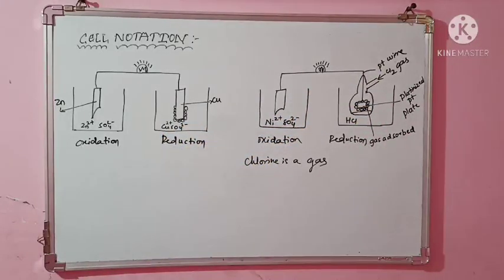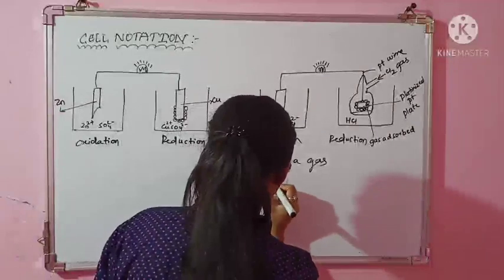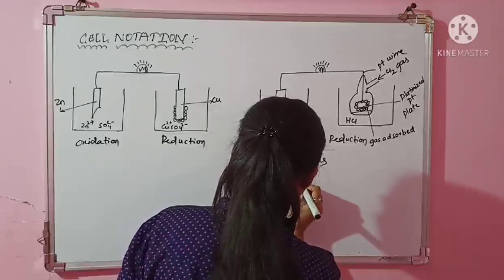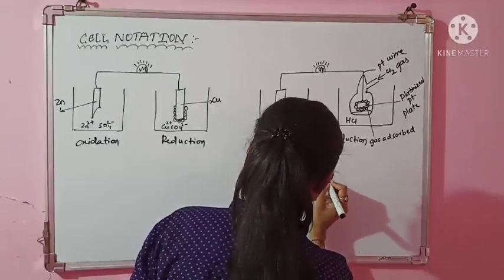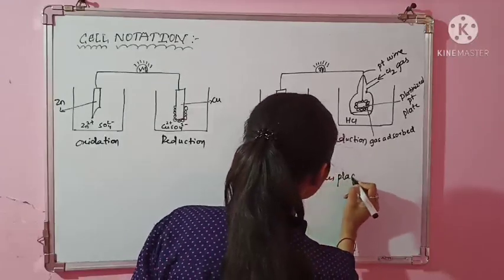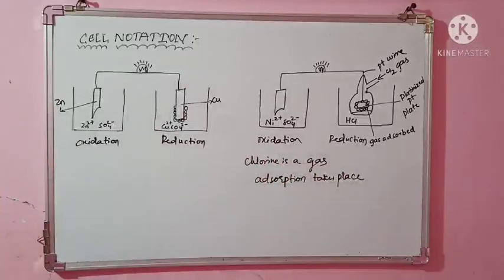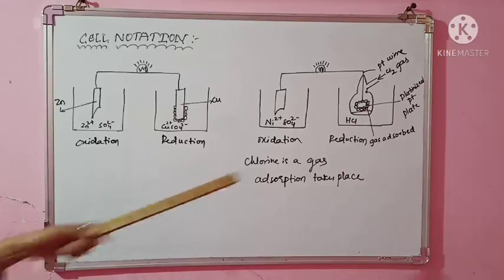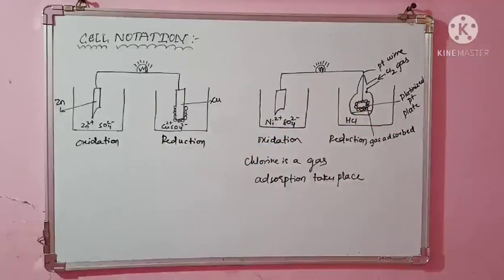Adsorption means what? It is a surface phenomenon. It's not absorption. Adsorption is a surface phenomenon. Adsorption takes place, so your chlorine gas is adsorbed on the platinized platinum plate. Now whatever chlorine gas is adsorbed will act as a solid now. The chlorine gas adsorbed on the platinized platinum plate will act as a solid.